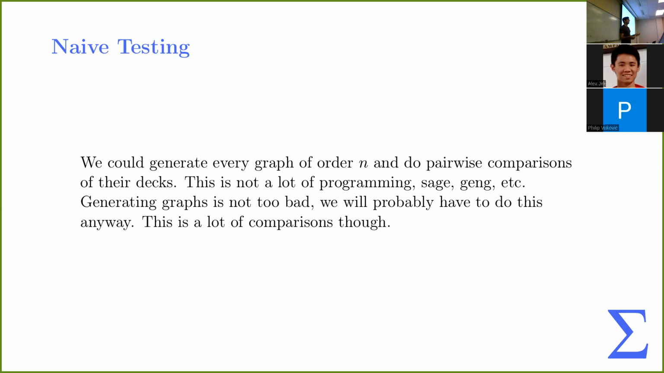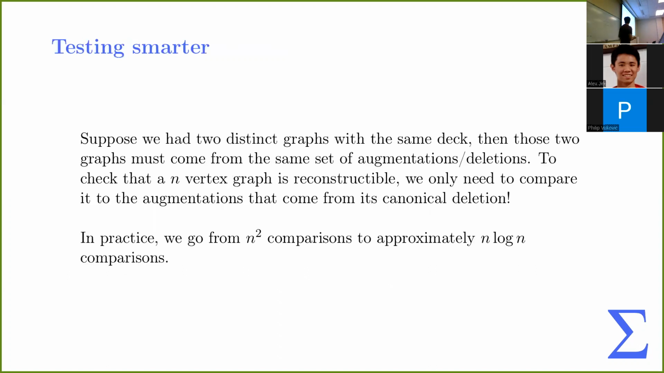That's a lot of comparisons that we have to do. So there's a smarter way to approach this. The citation is on one of the other pages, but there's Brendan McKay, who actually created the algorithm that everybody uses to check if two graphs are equal. He explored this conjecture and tried to brute force a way to disprove it.